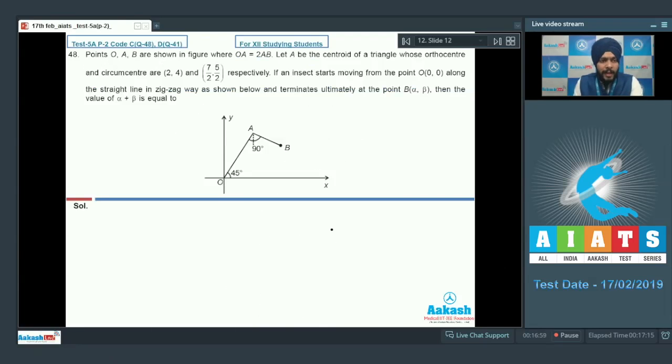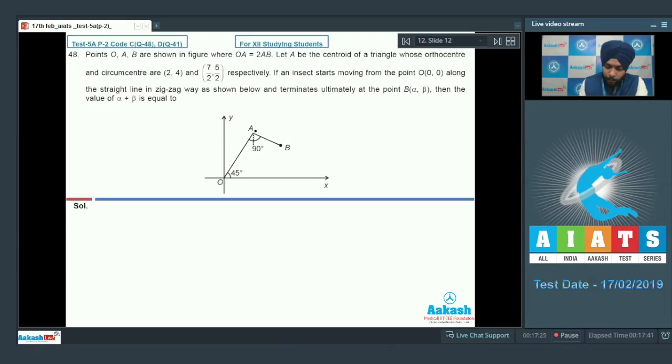Question number 48 says that points O, A, B are shown in the figure where OA equals 2AB. Let A be the centroid of the triangle whose orthocenter and circumcenter are (2, 4) and (7/2, 5/2) respectively. If an insect starts moving from point O (0, 0), that is the origin, along the straight line in a zigzag way as shown below, and terminates ultimately at the point B, that is (alpha, beta), then what is the value of alpha plus beta?